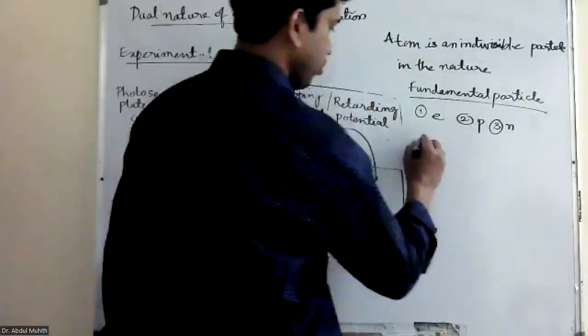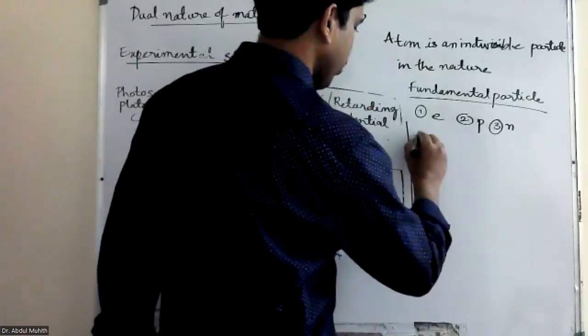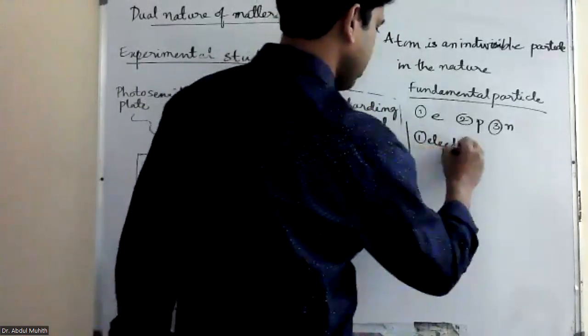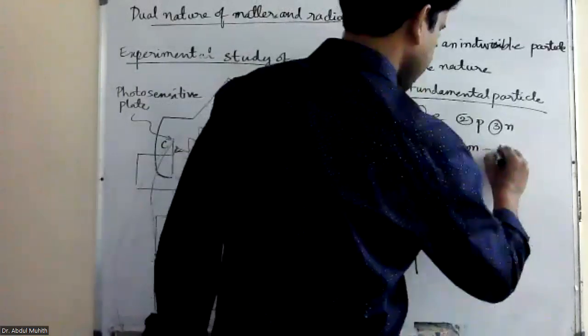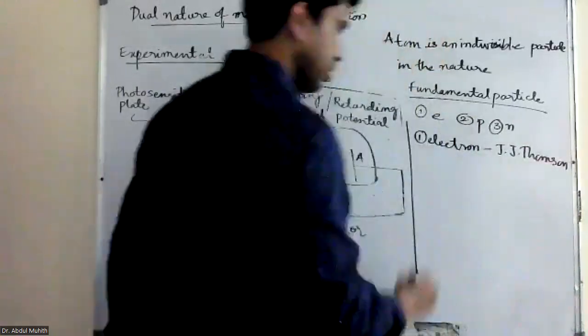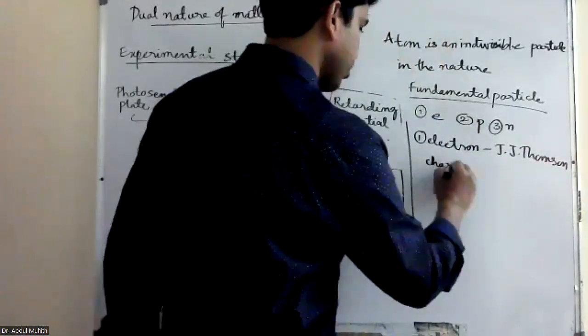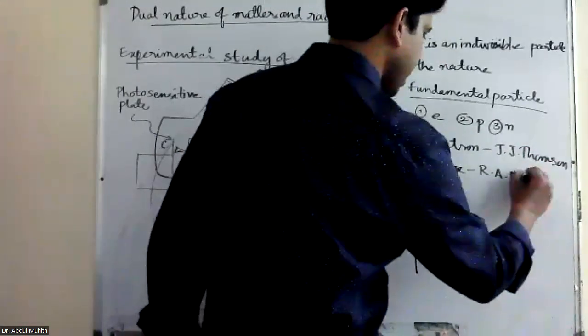Okay, electron, proton, and neutron. First we'll start with electron. Electron was discovered by J.J. Thomson, and the charge of the electron was determined by R.A. Millikan using the oil drop method.